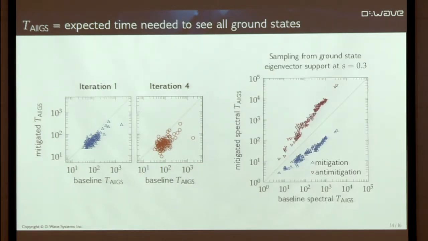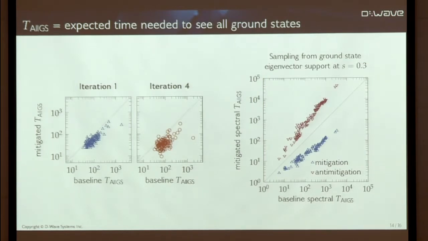And you can also look at things from a spectral perspective. That means that you pick some point in the middle of the anneal. Here we do it at s equals 0.3. And you look at the instantaneous quantum ground state. And you look at the support of that ground state in terms of the classical ground states. And then you sample based on that support.